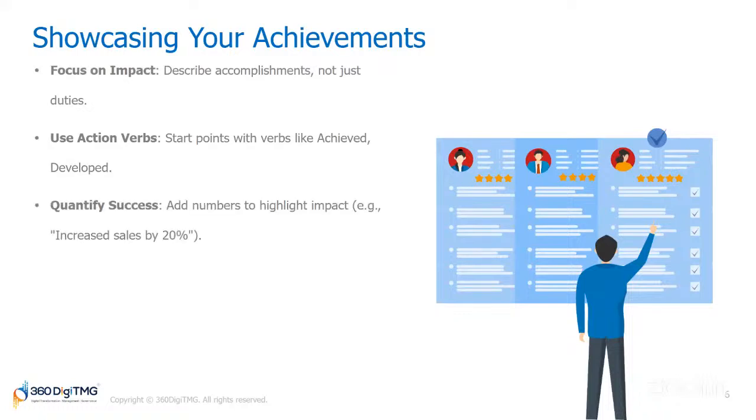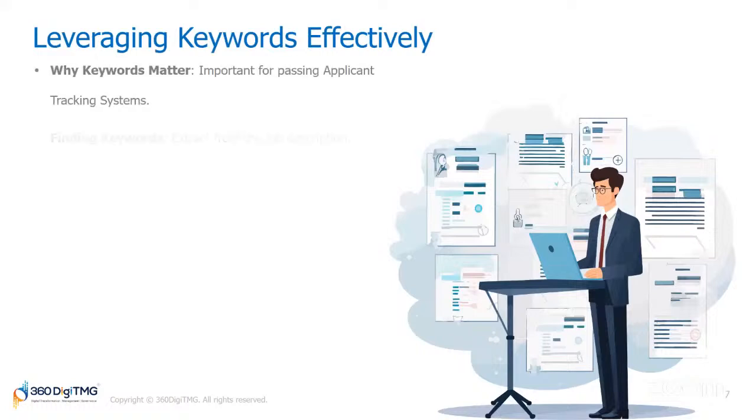Talking about showcasing your achievements. When you are showcasing your achievements, make sure that you focus on impact, right? Make sure you're not just mentioning duties, that you did this, you did that. Mention accomplishments. That matters a lot. Use action verbs. Make sure that you are starting with verbs like achieved, developed. Make sure you quantify success. For example, quantify means what? Quantify means just give a number to it, right? Add numbers to highlight the impact.